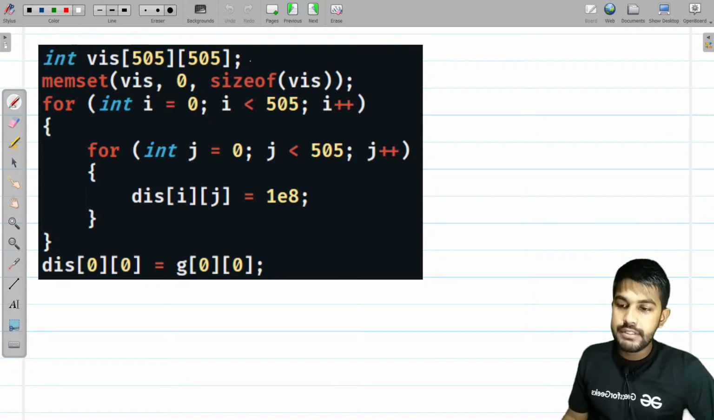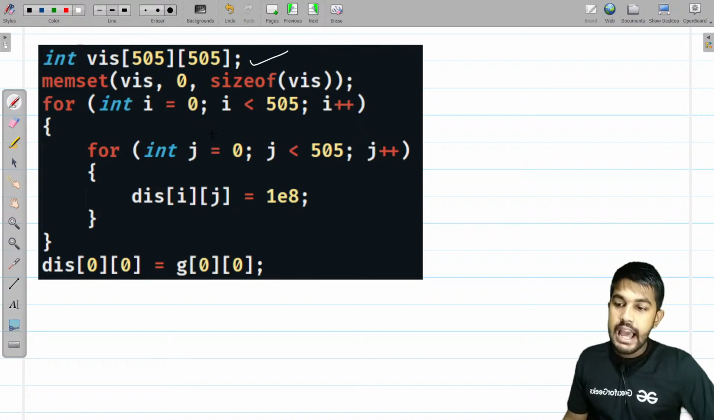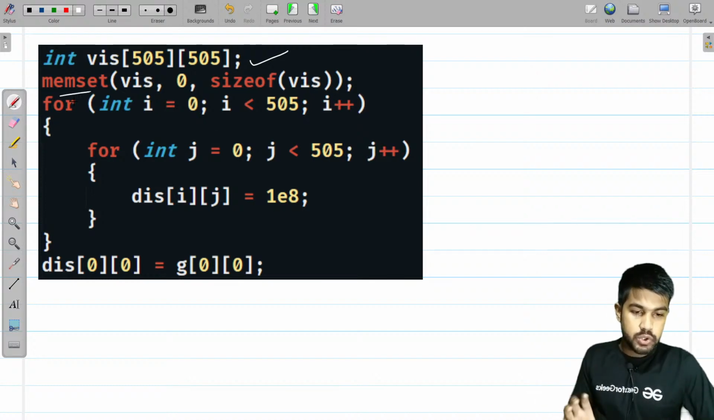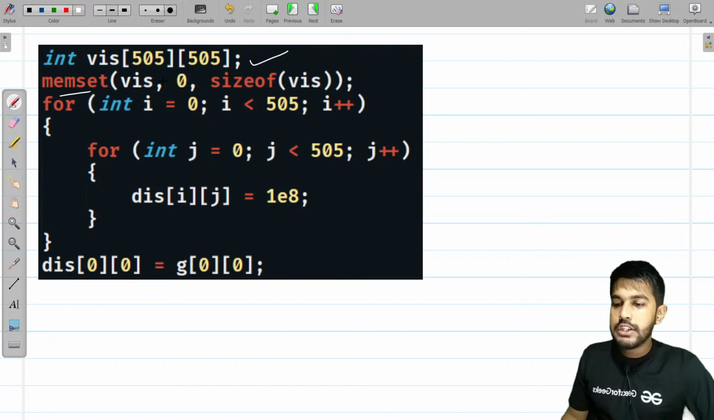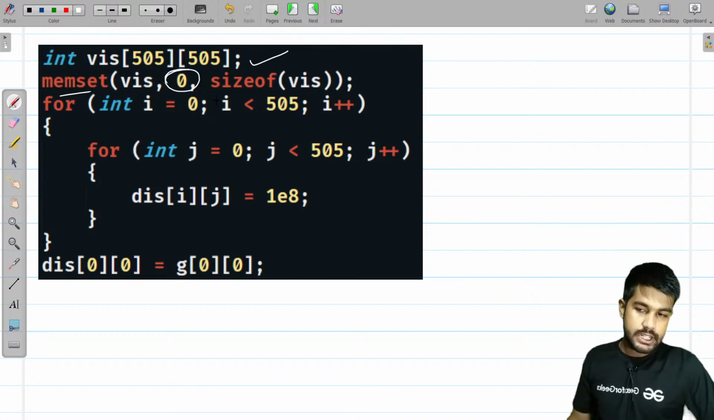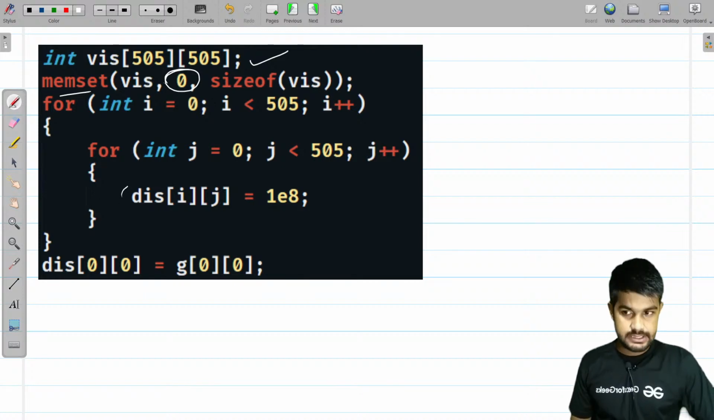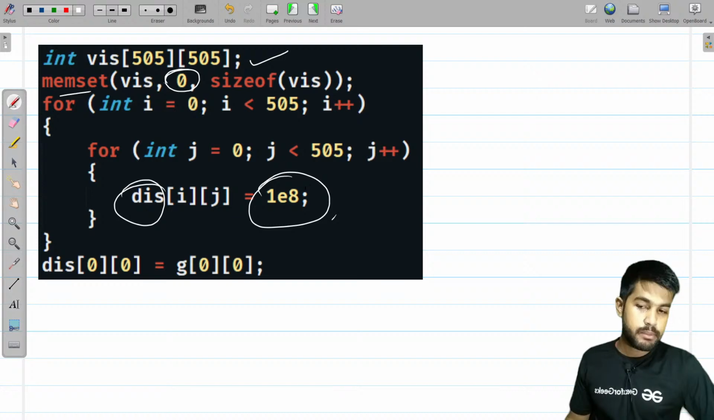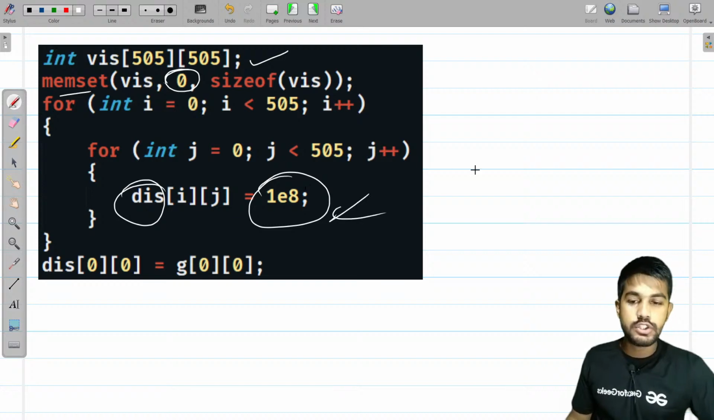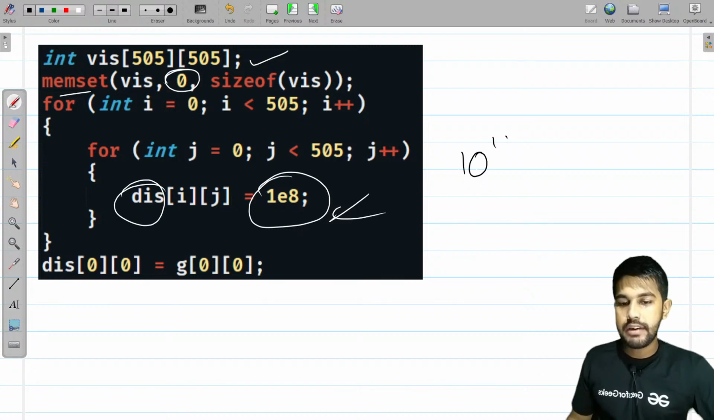I would be making a visited array of 505. The next thing is that I would be memsetting. What is memset? Memset makes all the values a particular value, like 0 or -1. So I made it 0, which means not visited. Then I have initialized a value known as distance, which here means cost itself, and I made every distance the maximum possible, which is 10 to the power 8.